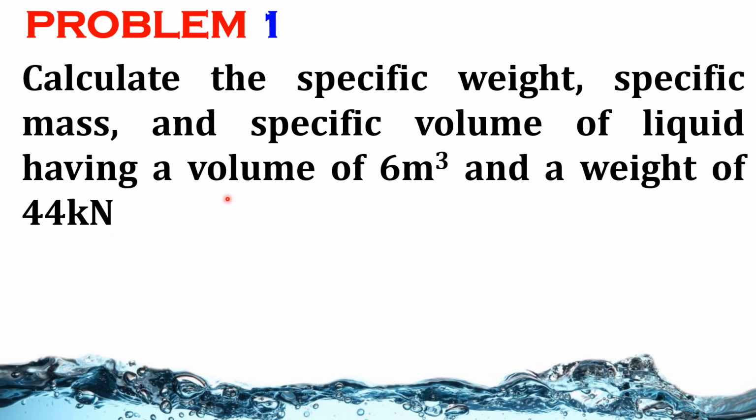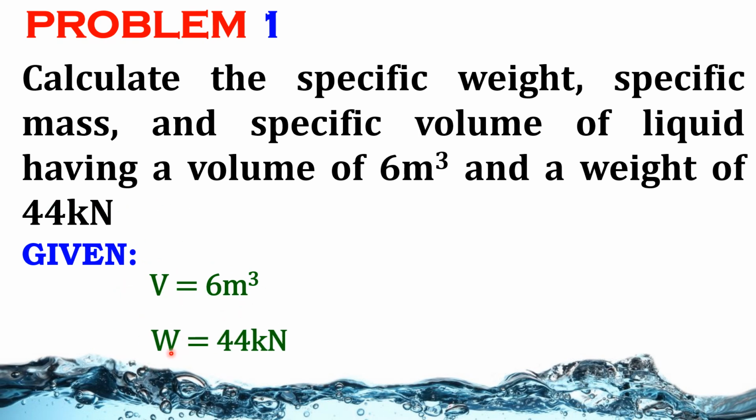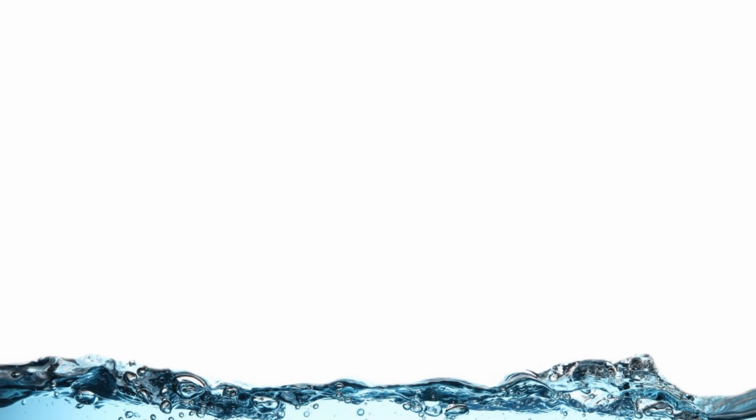So they are given two data. One is the volume of the fluid and the next one is the weight of the fluid. First, volume 6 meter cube. Next, weight 44 kilonewton. Since it is being given in kilonewton, I am going to convert it into Newton. Therefore, it will be 44 into 10 to the power 3 Newton.